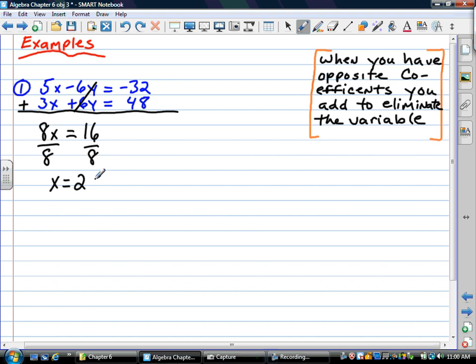We want to be able to find y, and now I simply take my x, the fact that I know x is equal to 2, and I want to replace x in either one of these equations. I'm going to replace x in that second equation, and that's going to look like this. 3 times whatever x is, and x is 2, plus 6 times y, that's going to be equal to 48, because we still need to find y. When we find a solution to a system, we're looking for the ordered pair, the value for x, the value for y, that's going to make both equations true.